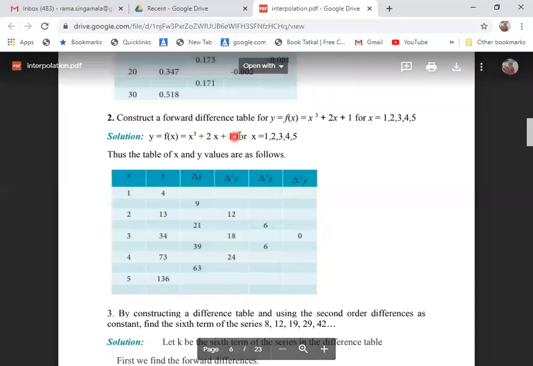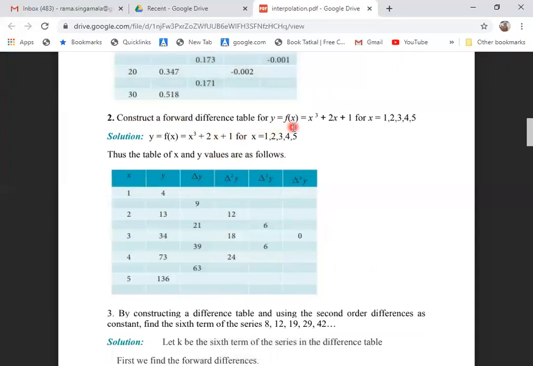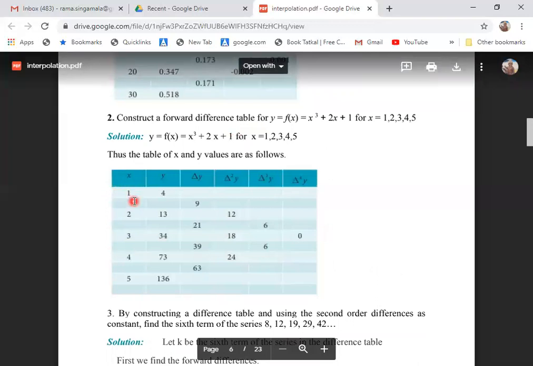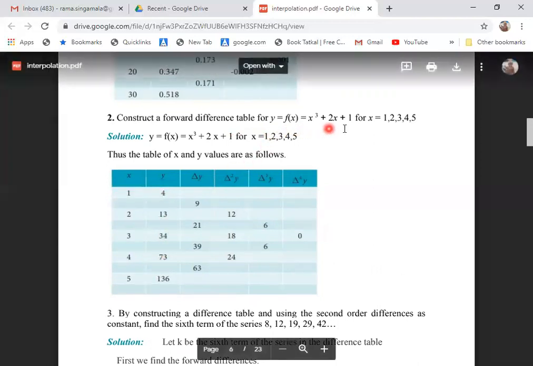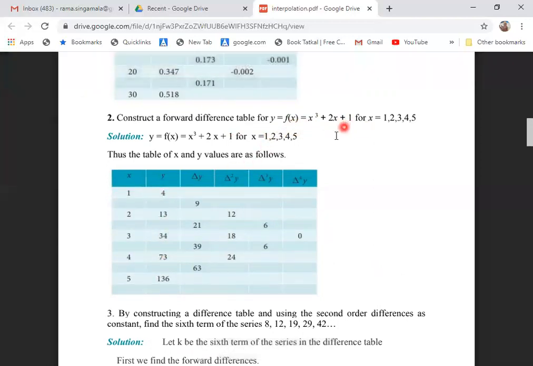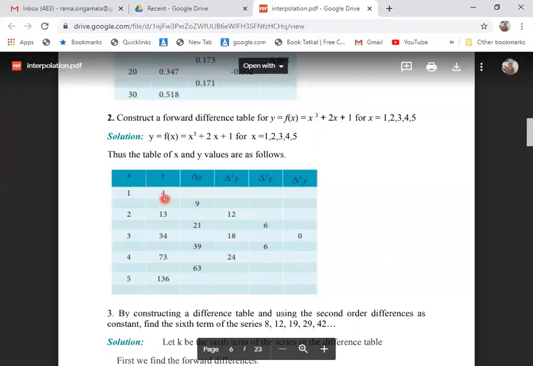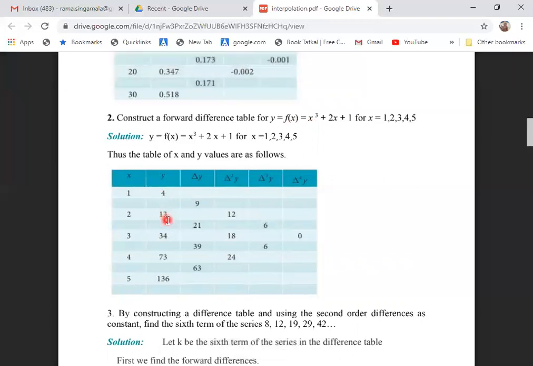Construct a forward difference table for y = f(x) = x³ + 2x + 1 for x = 1, 2, 3, 4, 5. So we are forming the difference table. X values are listed here 1, 2, 3, 4, 5, and we are finding corresponding y values from the given polynomial x³ + 2x + 1, where we obtain those values as 4, 13, 34, 73, 136.